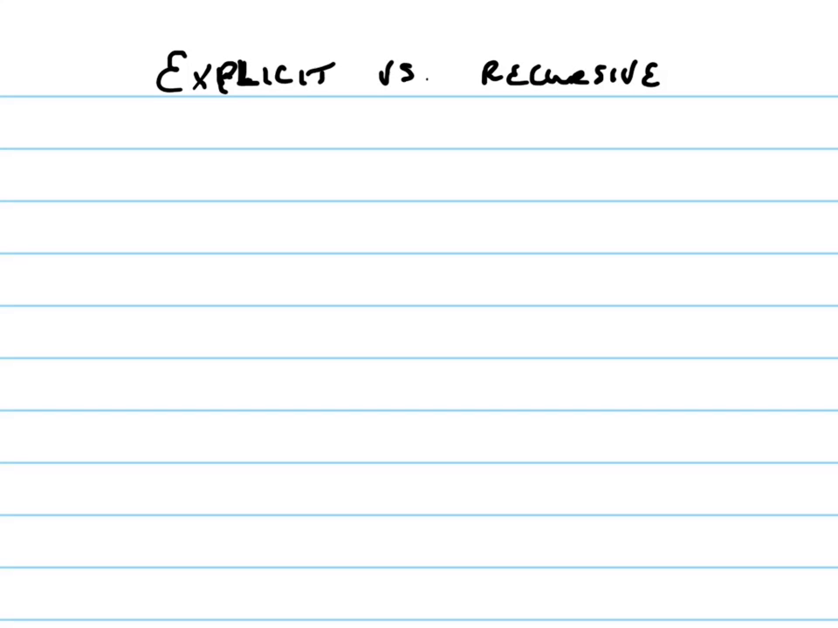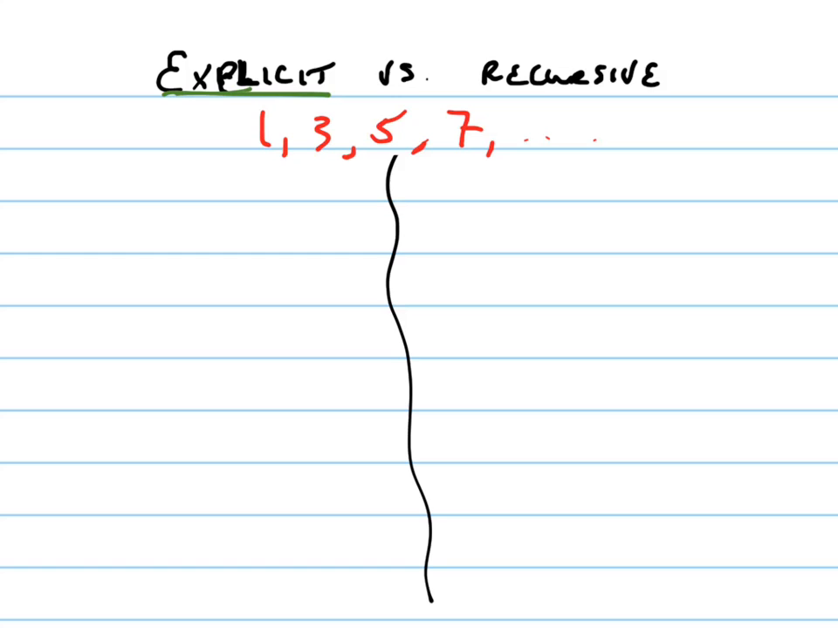There's two kinds of sequences, explicit and recursive, and let me just give you a quick little breakdown. Let's take an arithmetic sequence, which those are easy to figure out usually: 1, 3, 5, 7, etc. I could define this either explicitly, I'll do that in green, or I could define it recursively.